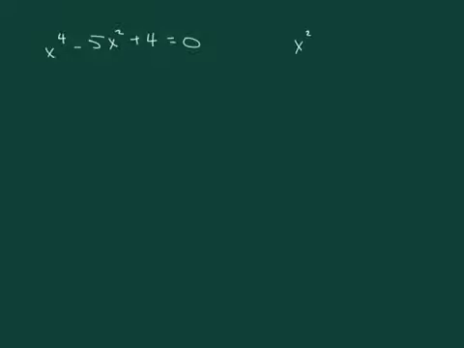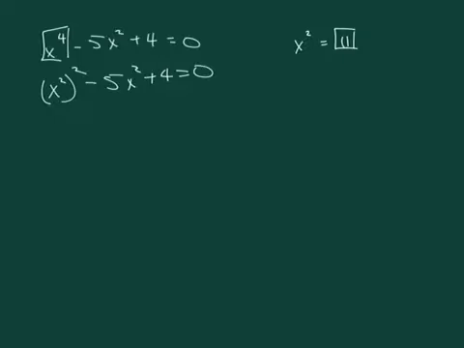So we're going to change that x squared and make it equal to u. Wherever we see an x squared, we're going to put a u in its place. That's this squared right here, and there we're going to put a u in its place. And we're going to go ahead and solve this with u.